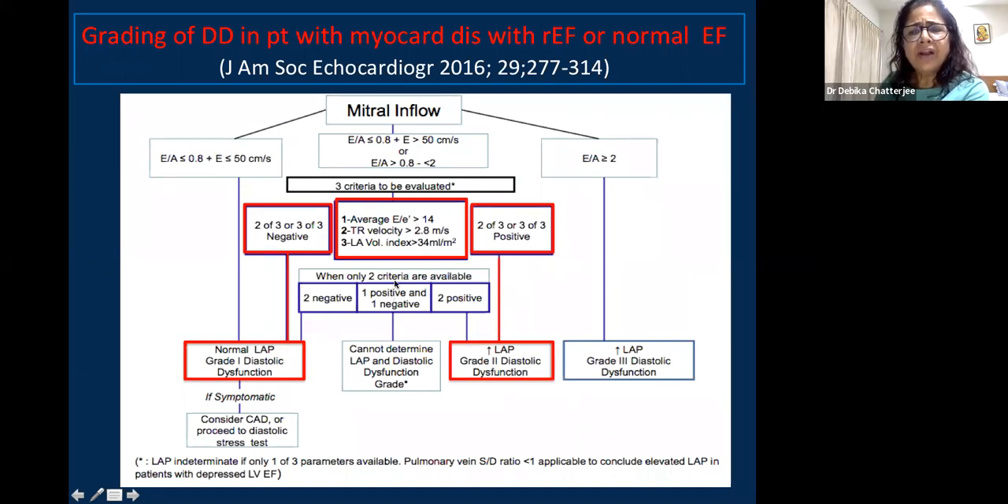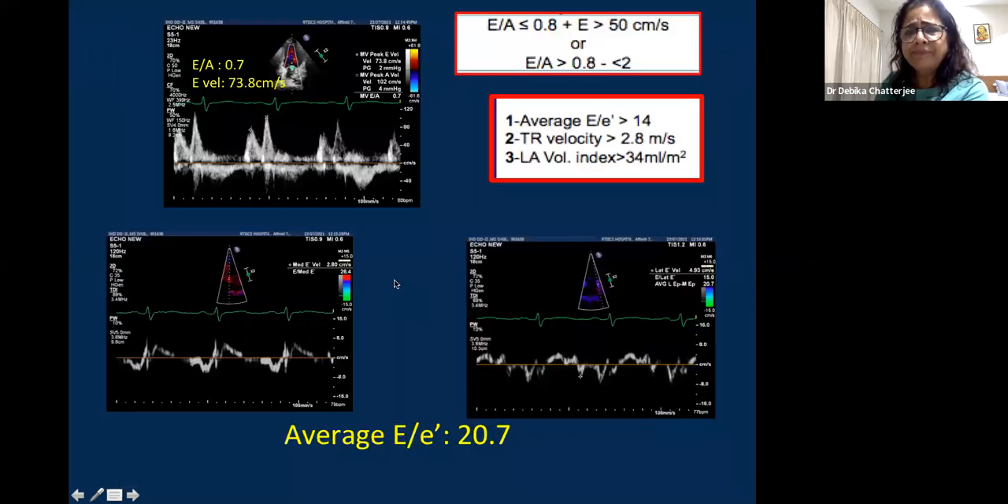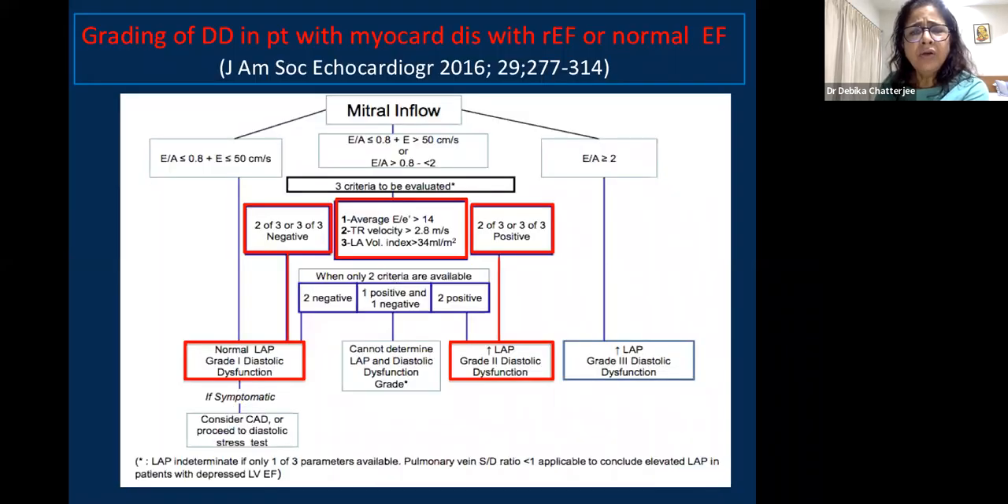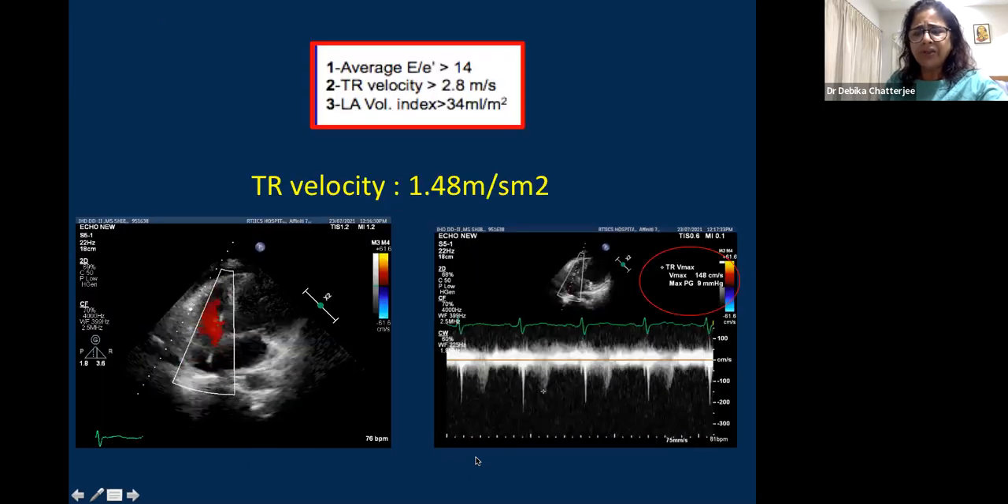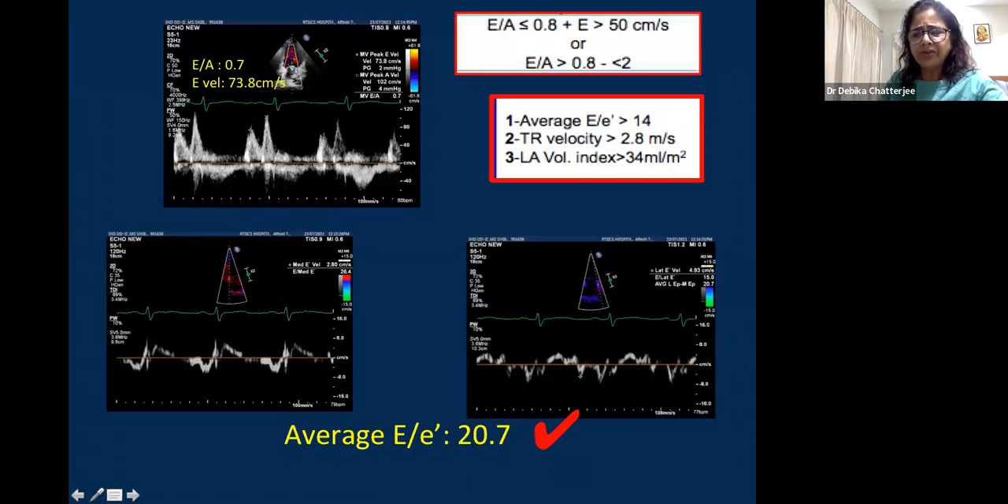But if there are only 2 criteria, okay, let us see this case. Look, here E by A, that same patient, it's 0.7, E velocity is 73.8 centimeter per second. We are getting average E by E prime 20, so it's a positive criterion. See, it's a positive criterion.